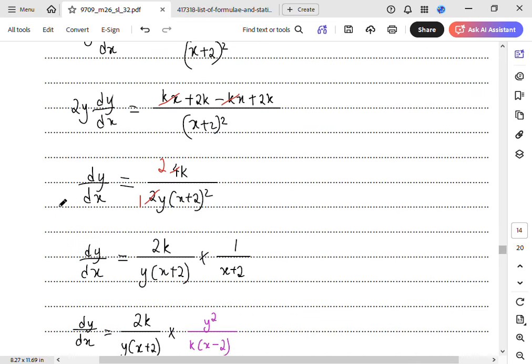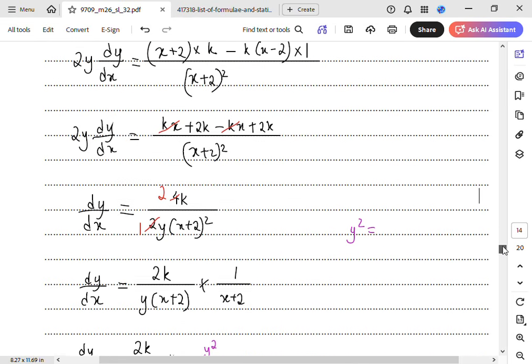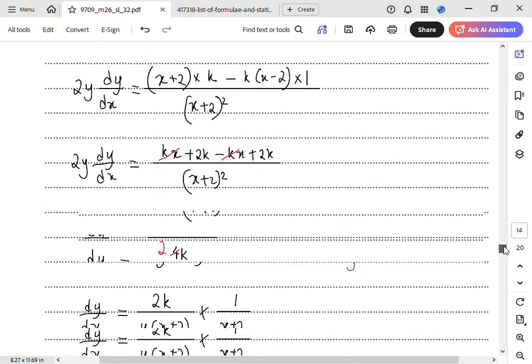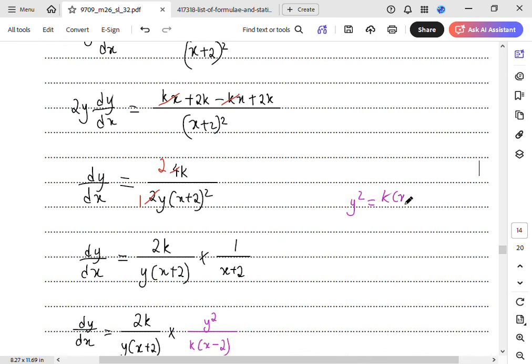So let me just do it here again for convenience. So it's y squared equals, again, k times x minus 2 divided by x plus 2, right? So if you take the x minus 2 and k to the other side, you have y squared divided by k times x minus 2, right? So that's equal to 1 by x plus 2. That's what you have here. So I've replaced this with this, right?